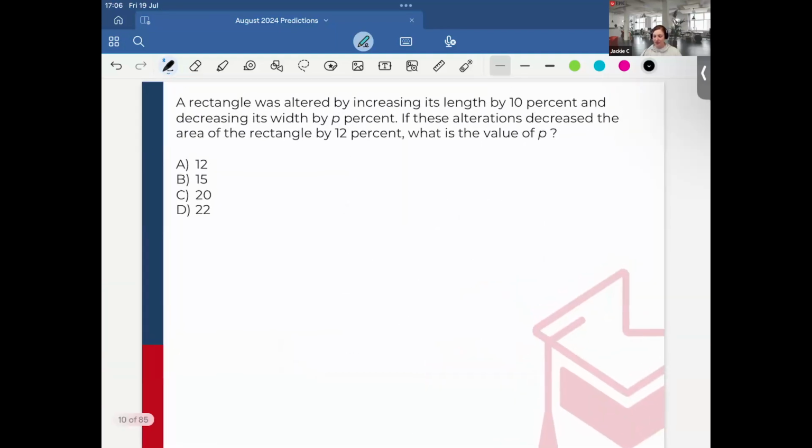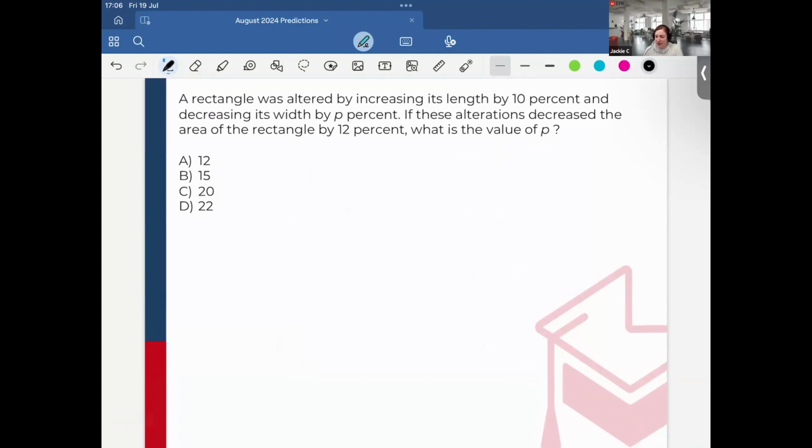A rectangle was altered by increasing its length by 10% and decreasing its width by p%. If these alterations decrease the area of the rectangle by 12%, what is the value of p? Okay, so normally a rectangle is just area equals length times width, right? But this one says these alterations decrease the area of the rectangle by 12%. So just like I did in that first problem, I'm going to do 1 minus 0.12, which is 0.88.